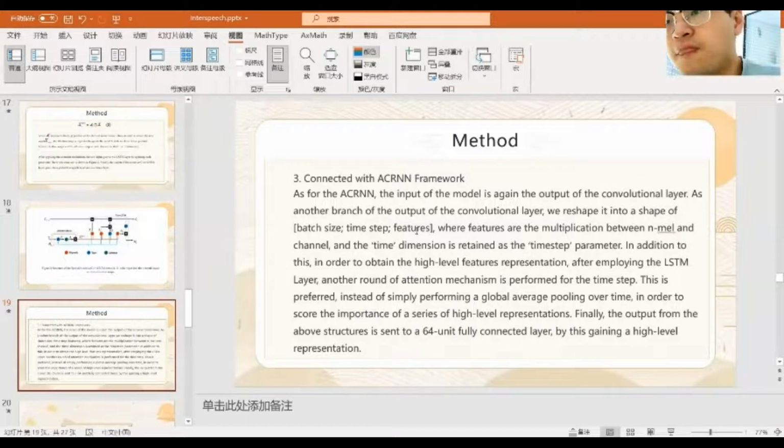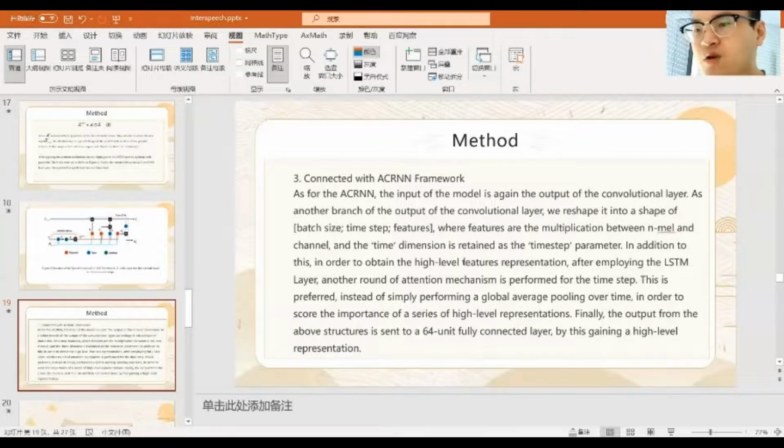As for the ACRNN, the input of the module is again the output of the convolutional layers. As another branch of the output of the convolutional layers, we reshape it into the shape of batch size, timestamps, filters. Those filters are the multiplication between the frequency and the channel, as the time dimension is retained as the timestamp parameter. In addition, to obtain high-level representations after employing the LSTM layer, an attention mechanism is performed over the timestamps.